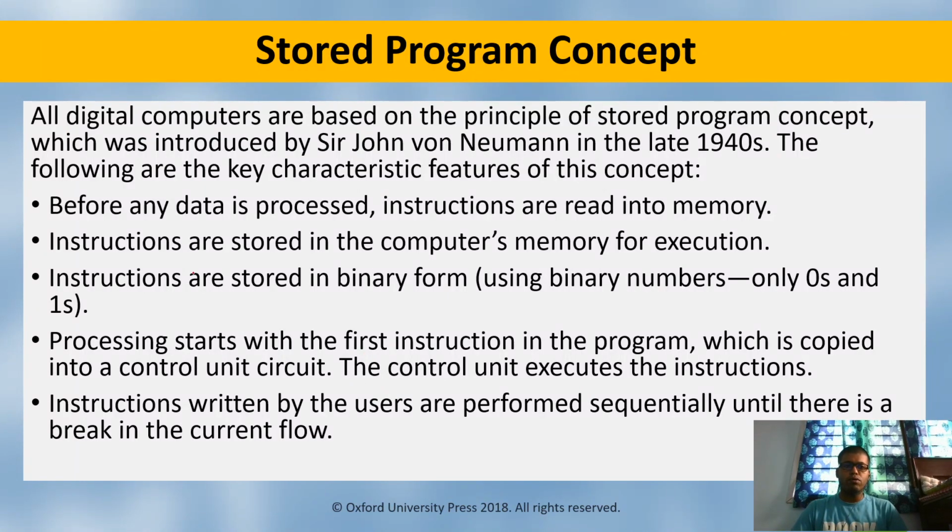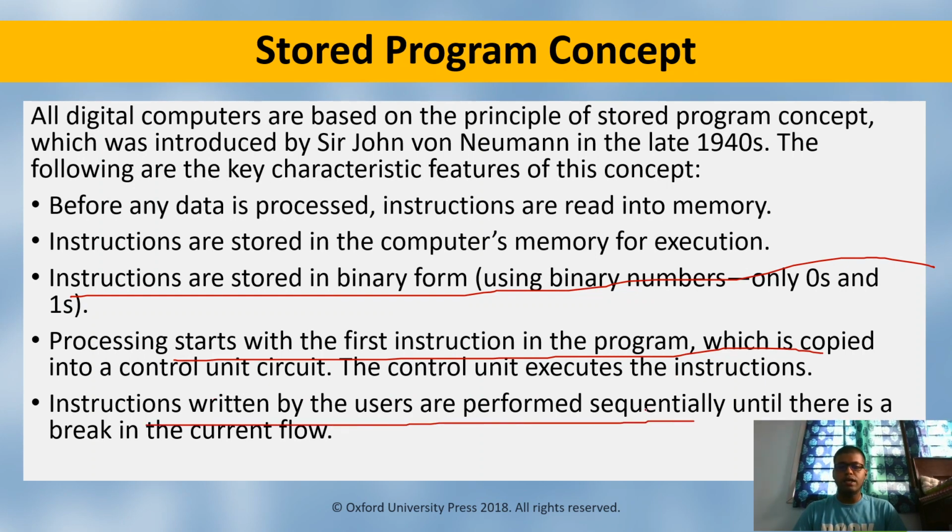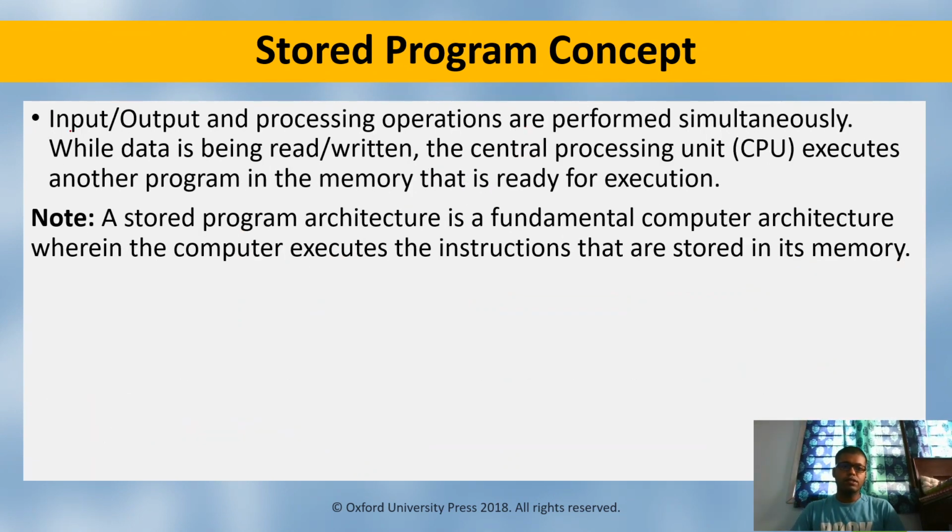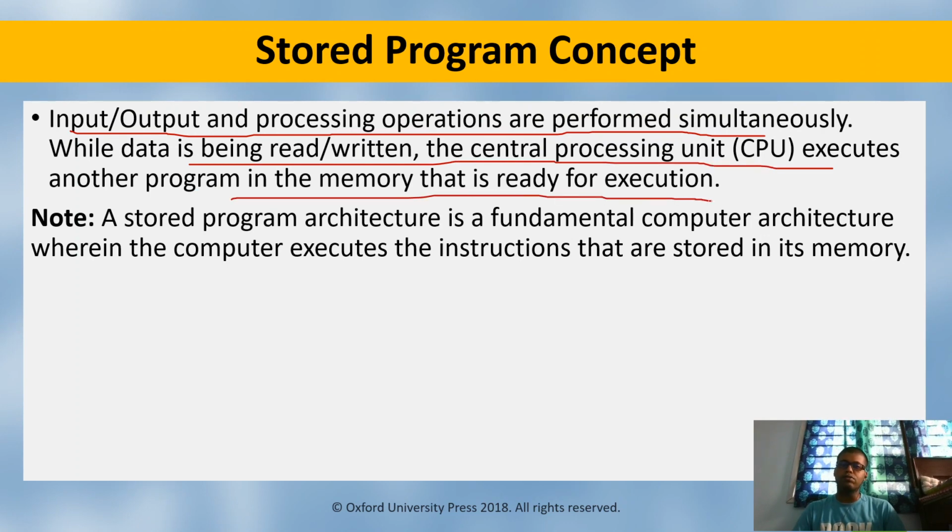Now, the stored program concept. Earlier, instructions are stored in binary form, and processing starts with the first instruction of the program, which is copied to the control unit, and this instruction is executed sequentially until there is a break in the current flow. We call this the von Neumann architecture. And the last one is that input, output, and processing operations are performed simultaneously while data is being processed in the central processing unit, which can execute another program in the memory that is ready for execution.